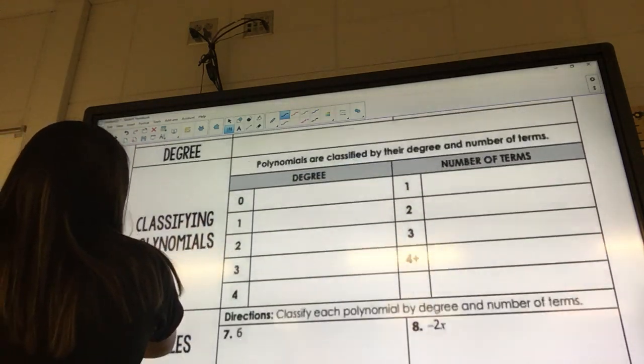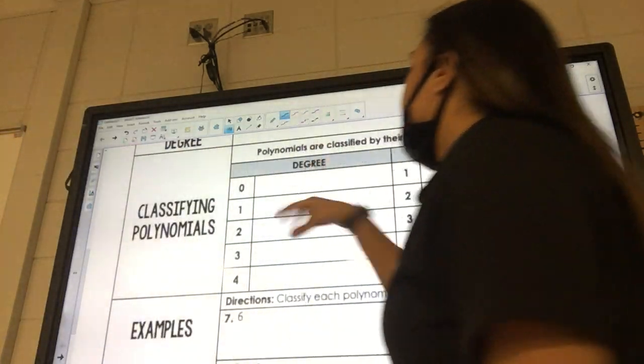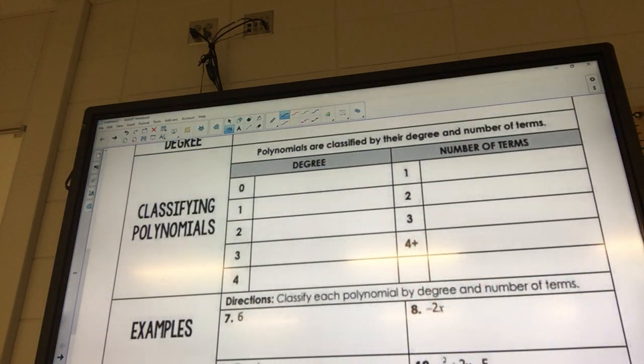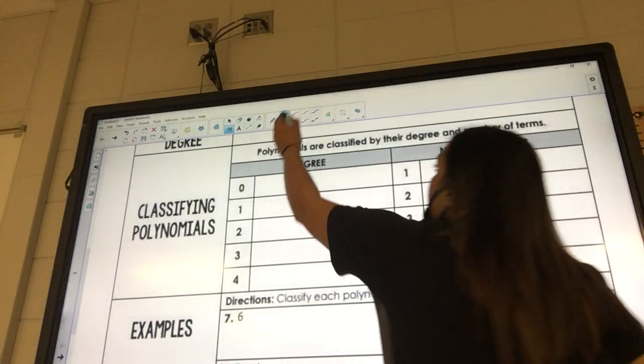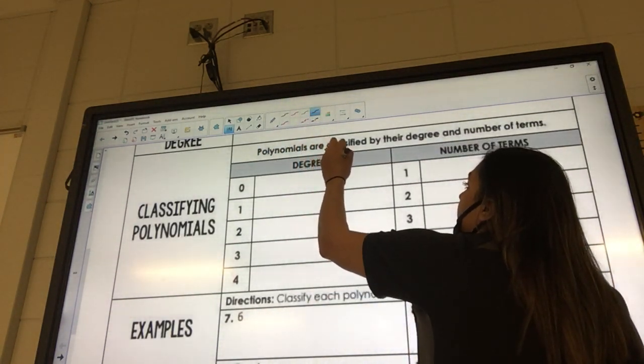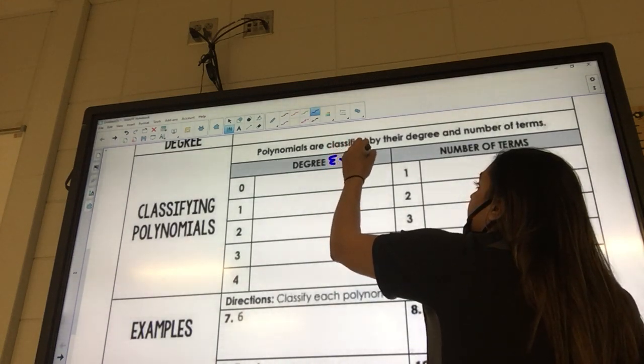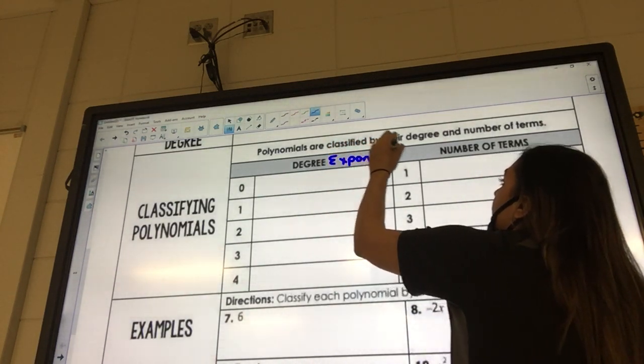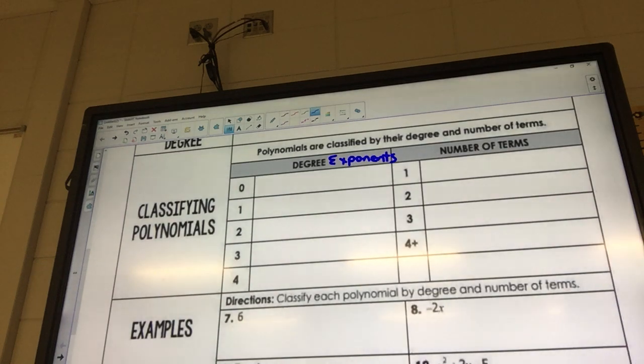It was just for a little bit of practice. This is what we're going to be doing for the next couple days, okay, is classifying polynomials. You need to know how to classify polynomials. So, a degree is another word for exponent. What are some other words we use for exponents?